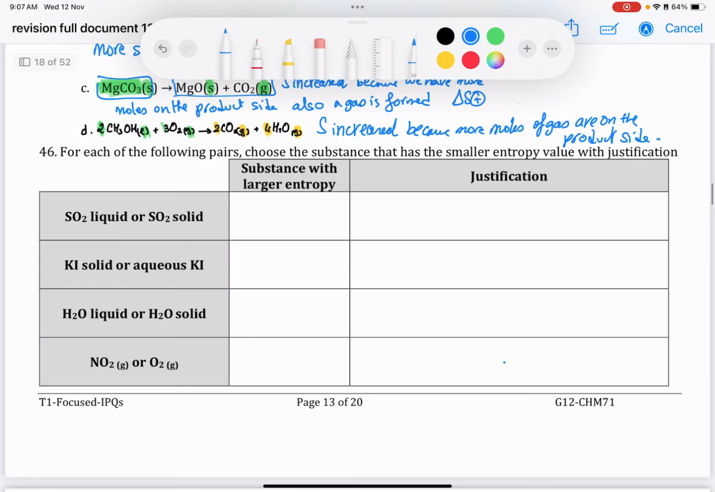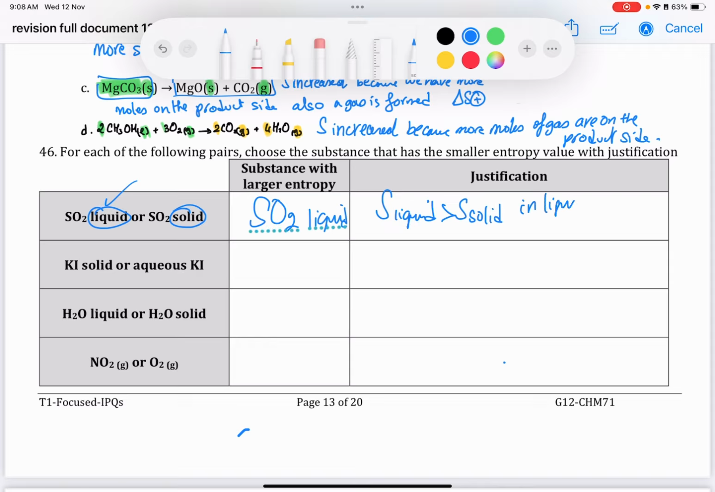Now, let's see a different kind of question. We need to say which one has a higher or larger entropy. A liquid or a solid? Of course, a liquid, simply because in liquids the particles are less ordered than in the solid state. So entropy of liquid is higher than entropy of solid.